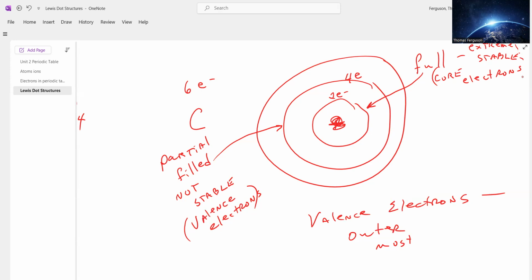Now, remember I said the noble gases are very stable the way they are? Okay, let's look at neon. Just real quick here.